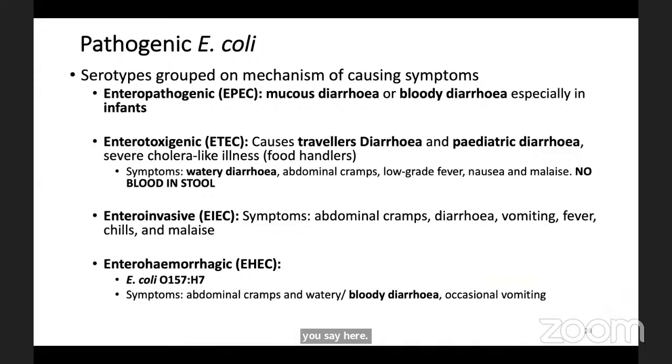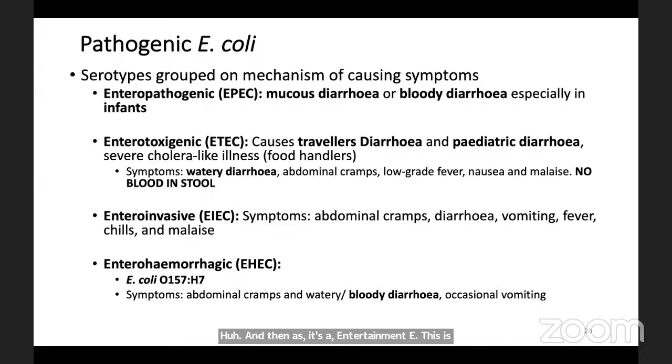There are other, so usually we don't follow, we are like, oh, only NLF, but there are other pathogenic E. coli strains that could cause infection in both adults and infants. So these strains are named according to the mechanism of their symptoms. So we have enteropathogenic E. coli, and it usually causes mucus diarrhea and bloody diarrhea. And then there's ETEC, enterotoxigenic E. coli. This is what's called the traveler's diarrhea.